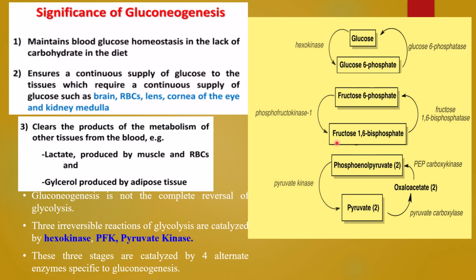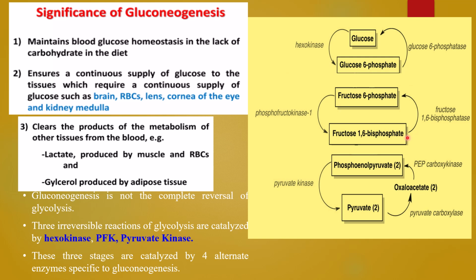Similarly, for the second enzyme difference, fructose 1,6-bisphosphate has to be reverted back to fructose 6-phosphate in the gluconeogenesis step. The enzyme is fructose 1,6-bisphosphatase, which works in contrast to the phosphofructokinase 1 enzyme of glycolysis, which converts fructose 6-phosphate to fructose 1,6-bisphosphate.